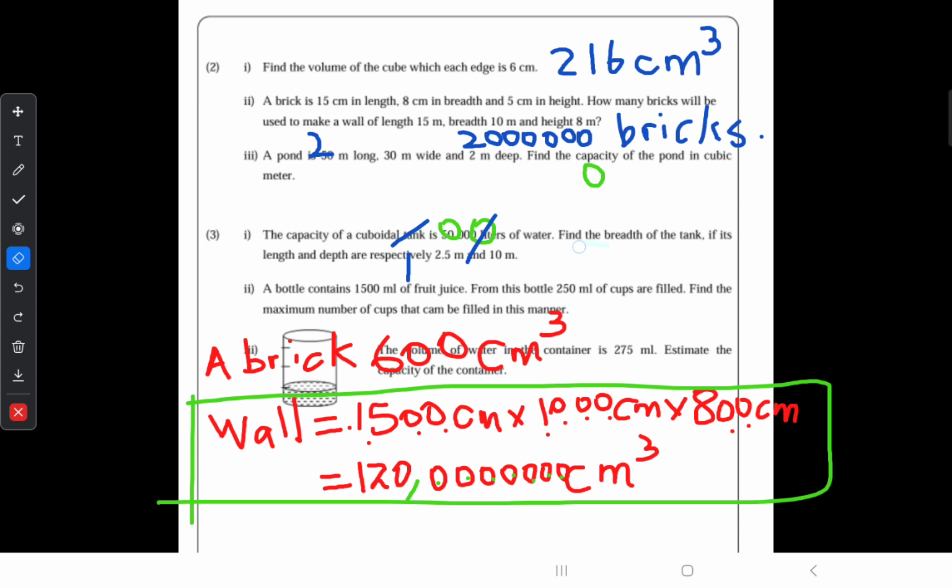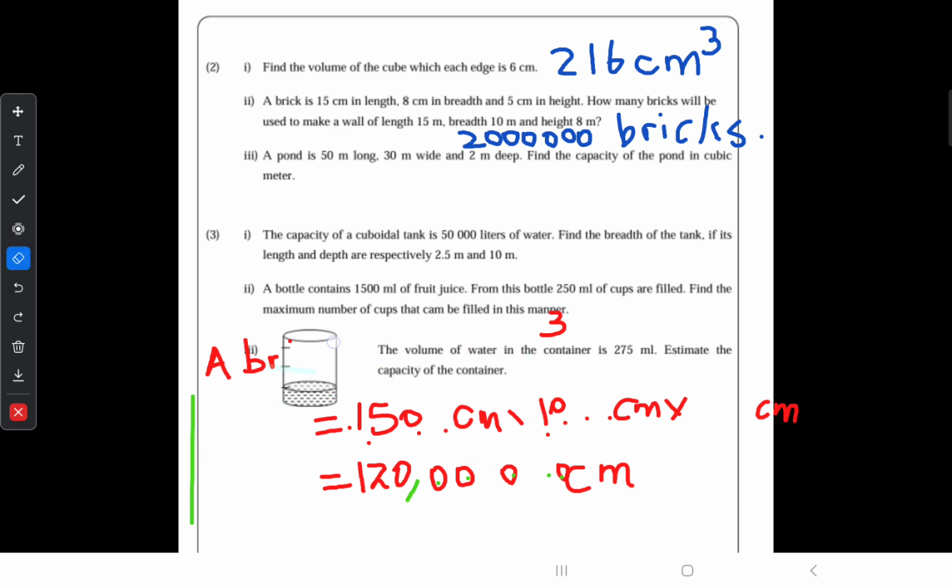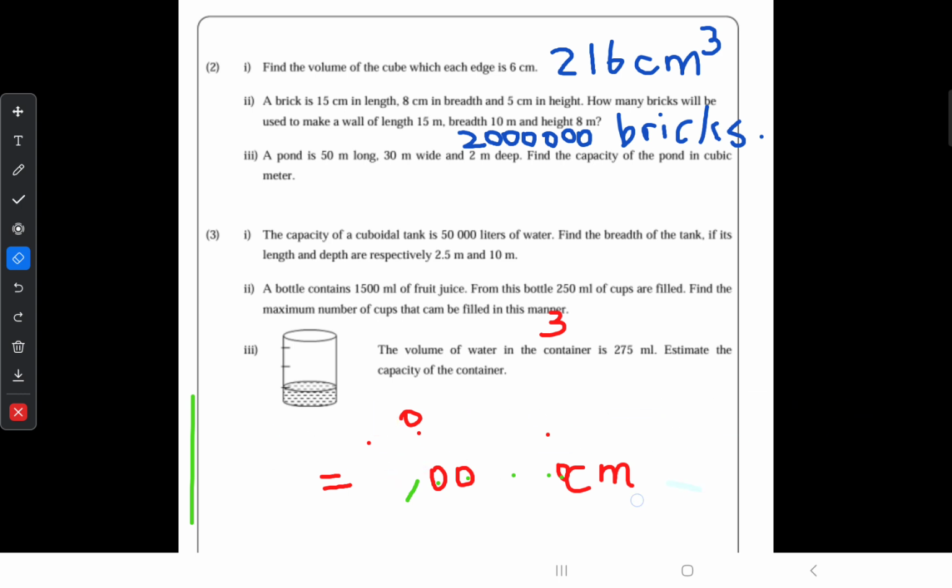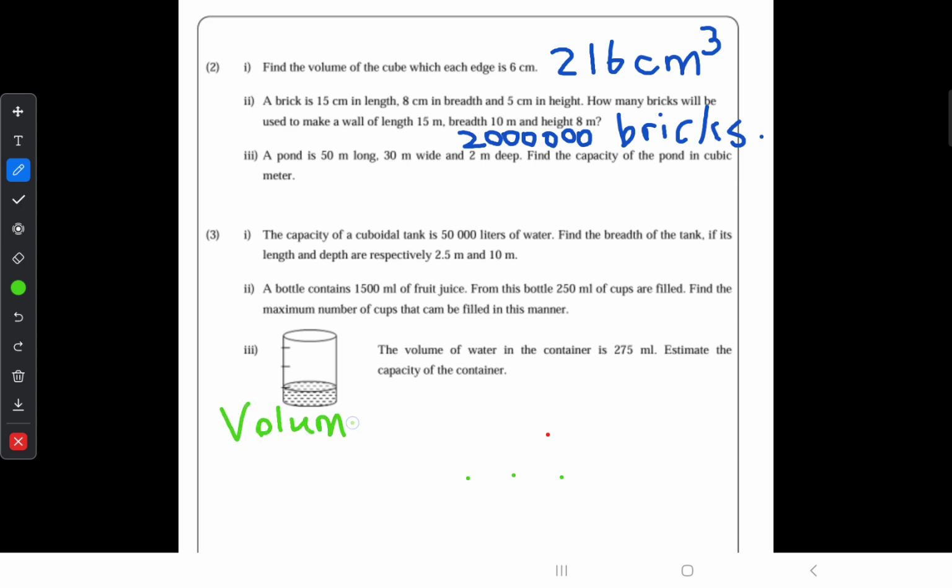Now let's discuss the third question. A pond. The measurements are given: 50 meter long, 30 meter wide, and 2 meter deep. Find the capacity of this pond in cubic meters. We will find the capacity. For that, you should find the volume of that pond. So volume is 50 meters multiplied with 30 meters multiplied with the height, which is indicated as depth, that is 2 meters.